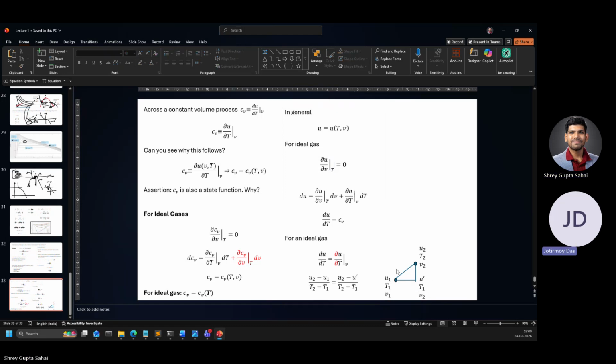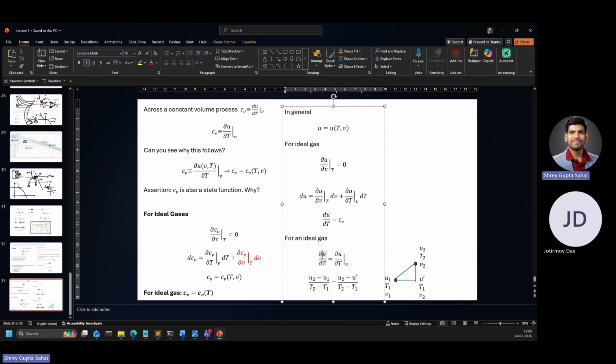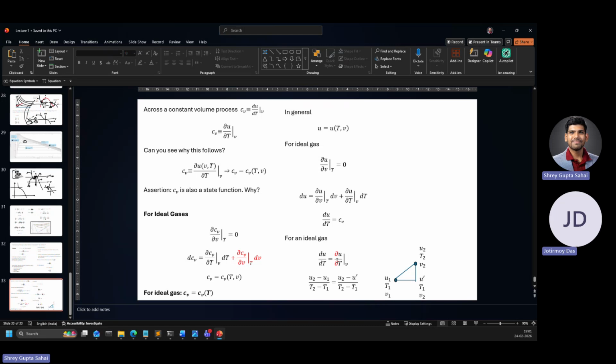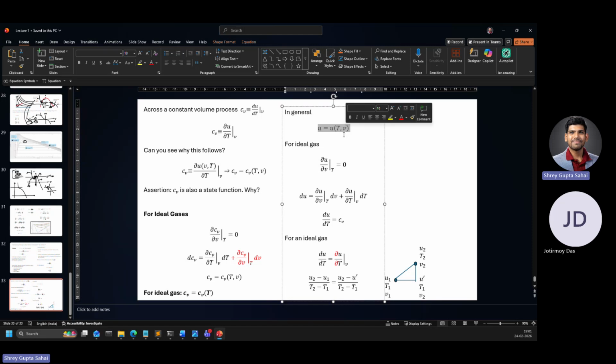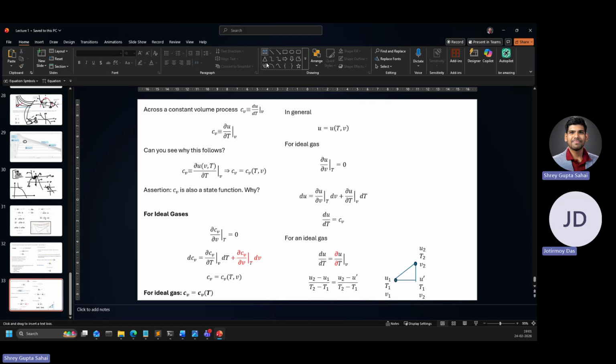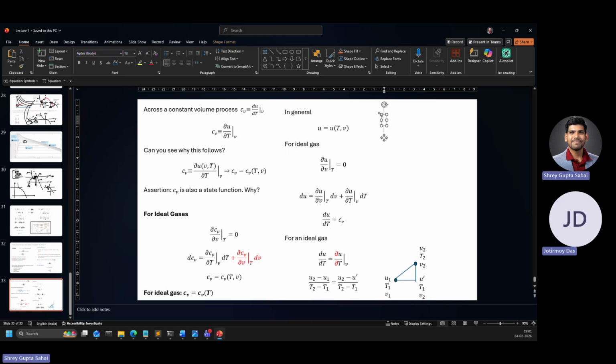First of all, in this equation, I wanted to show the difference between this exact differential or total differential operator and this partial differential operator. Another thing is that for ideal gases, internal energy is a function of only temperature because the dependence on specific volume goes away. That is how we are defining ideal gases.